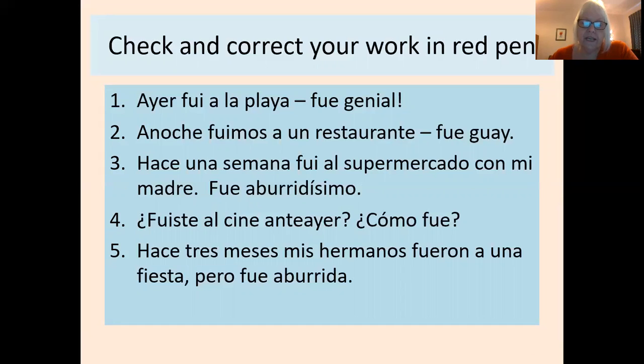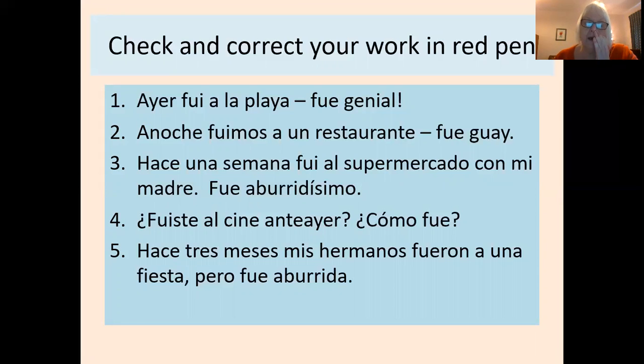Número 4. Fuiste al cine anteayer. ¿Cómo fue? This was a tricky one, and this was the one with the question. Did you go to the cinema the day before yesterday? What was it like? So remember what we said about questions before. In English, it's much more complicated. Did you go? In Spanish, just put down fuiste, you went. Turn it into a question by putting question marks and changing your voice, and it becomes, did you go? Fuiste. So fuiste al cine anteayer. ¿Cómo fue? What was it like? How was it?